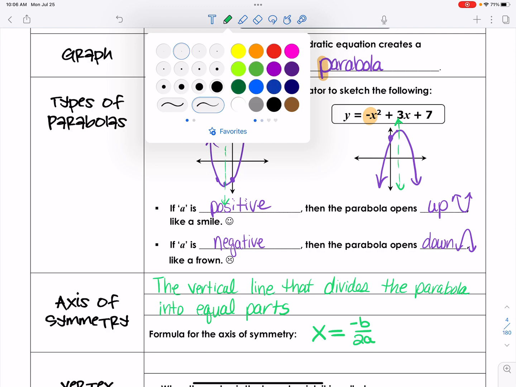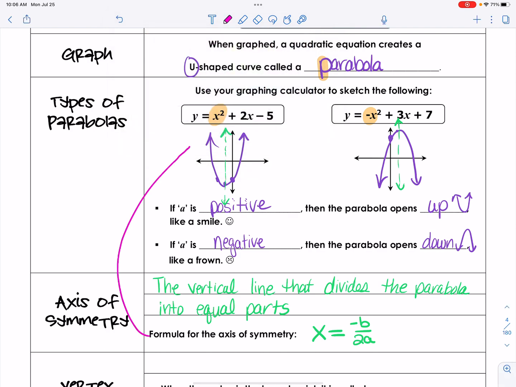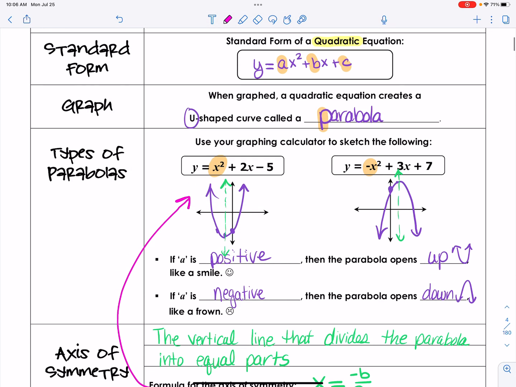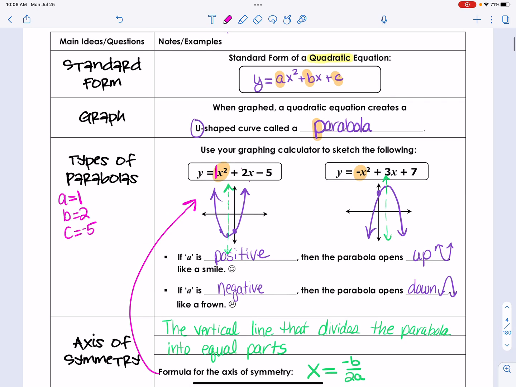Okay, I'm going to just zoom back up to here and use this formula. So remember, a is the number in front of the squared. So my a is 1. B is the number in front of the x. So my b is 2. And my c is a negative 5. But I don't really need c for this formula, but I'm going to need c later.